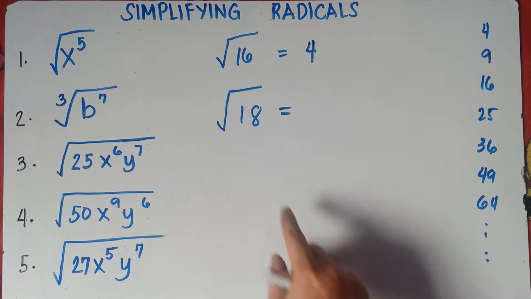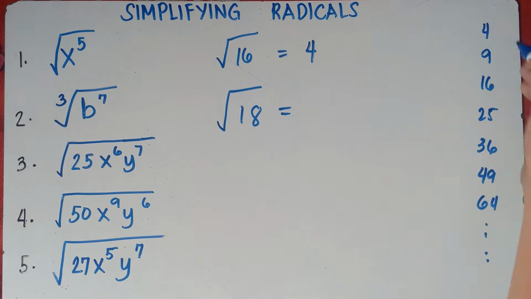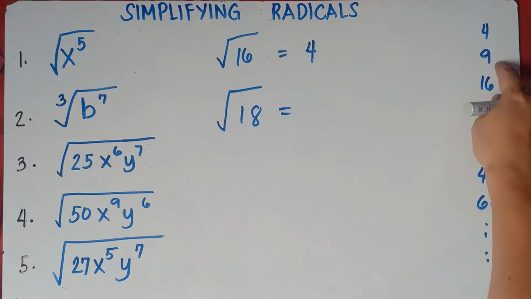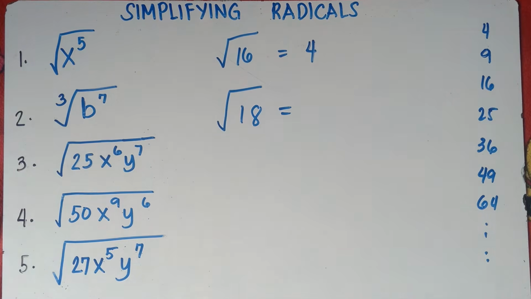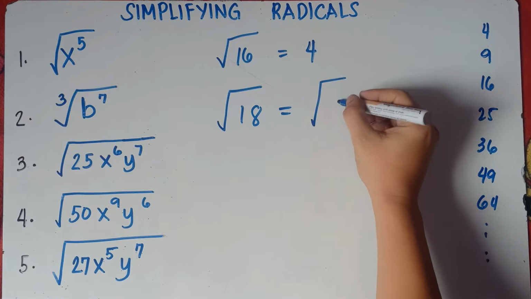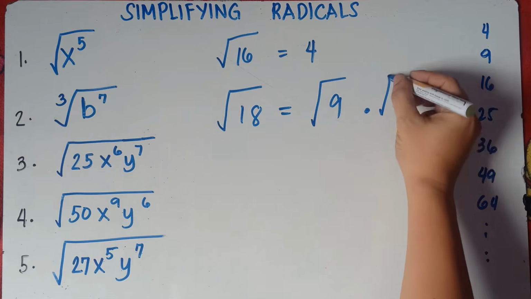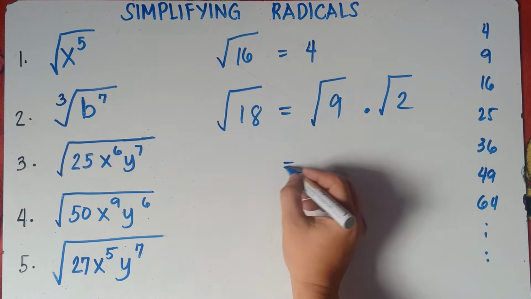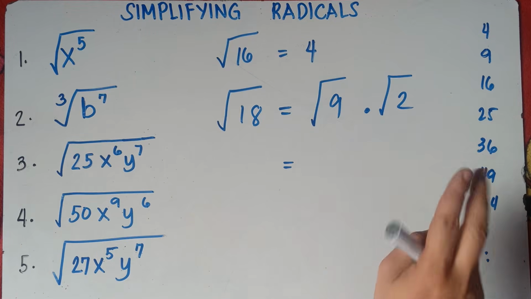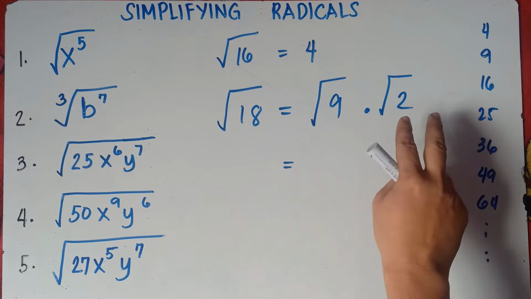So the thing that you will do, class, you check in these perfect squares which one we can divide 18 by. Yep, 9, we can divide 18 by 9, right? 18 divided by 9, that is 2. And 9 is a perfect square, so therefore, we can write this one as the square root of 9 times the square root of 2. Alright, so once again, you find two numbers, one a perfect square, the other not. 9 is a perfect square, 2 is not.